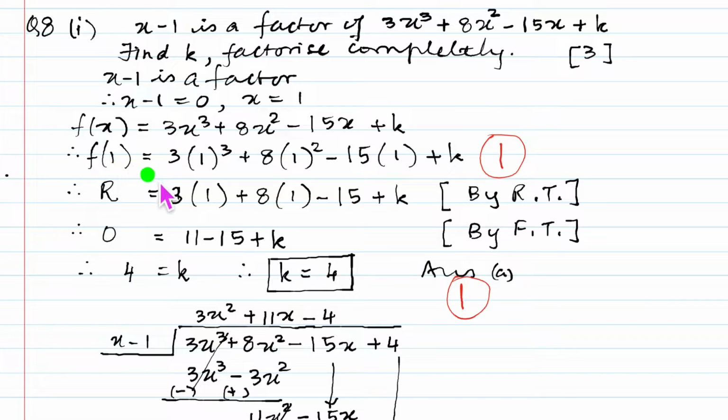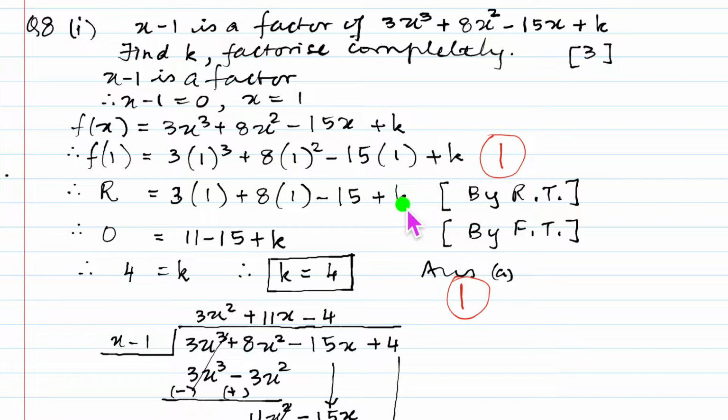So we write f of 1 equal to 3 into x cube means 1 cube plus 8 into x squared means 1 squared minus 15 into x means 1 plus k. F of 1 will become our remainder by remainder theorem. So it will be 1 cube is 1, 1 square is 1, and we have just written the values. Then we'll write remainder equal to 0 because it is a factor, and we write over here by factor theorem.